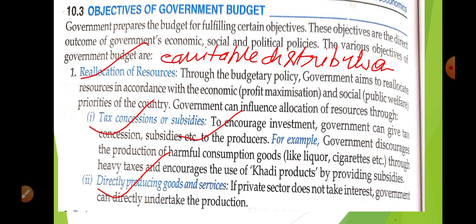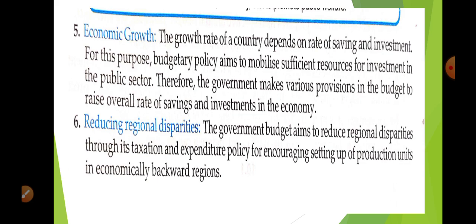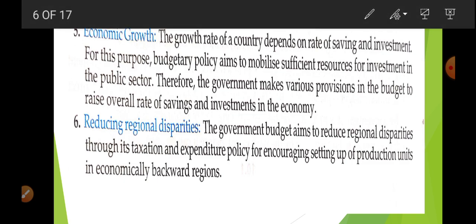Next is... okay, I think the slide got mixed up, let's go on, next is economic growth. So growth means what, whenever the growth term will come, growth means two things: increase in GDP plus increase in per capita income. When this condition exists, it is known as economic growth. So this is another aim of the government budget.